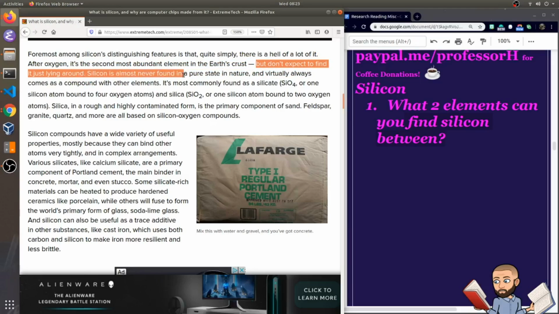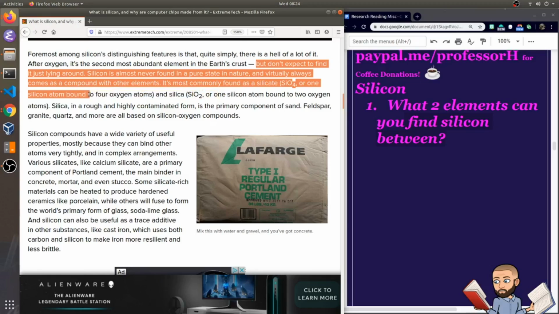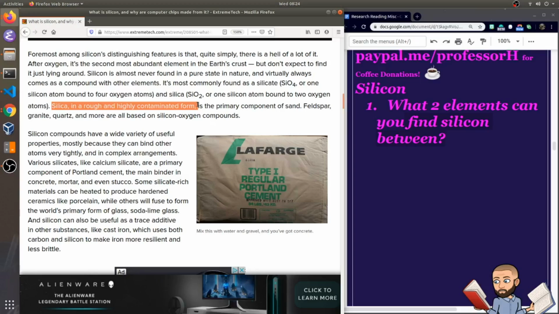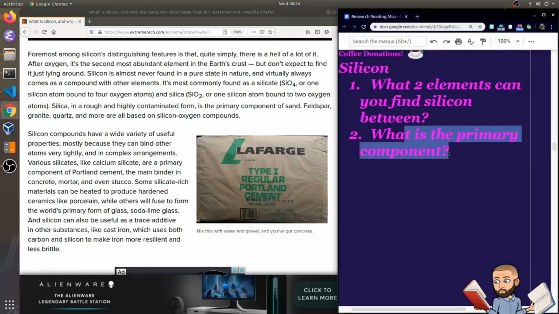Silicon is almost never found in a pure state in nature, and virtually always comes as a compound with other elements. It's most commonly found as a silicate, which is one silicon atom bound to 4 oxygen atoms, and silica, which is similar but has 2 less oxygen atoms. Silica, in a rough and highly contaminated form, is the primary component of sand. So basically the question here is, what is sand made of?